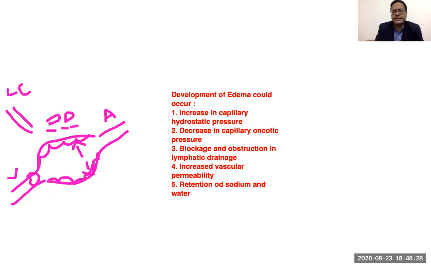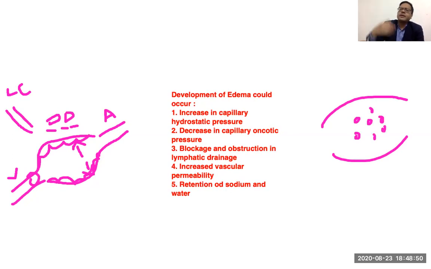Second is decrease in the capillary oncotic pressure. Capillary oncotic pressure means, as I told you already, that inside the blood vessel, within the blood, there are a lot of plasma proteins, and plasma proteins just act like sponges. They basically hold or retain the fluid inside.